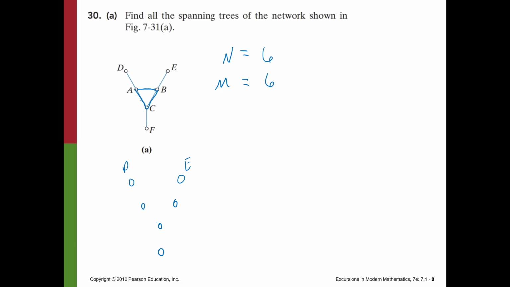Okay, so we need to break up this circuit right here. DA is a bridge, got to use that. EB is a bridge, got to use that. But we can take out AB and still use the rest of the graph. And so now you're connected. You removed one edge, and so now you have a spanning tree.